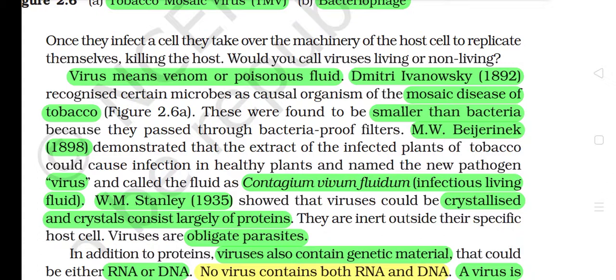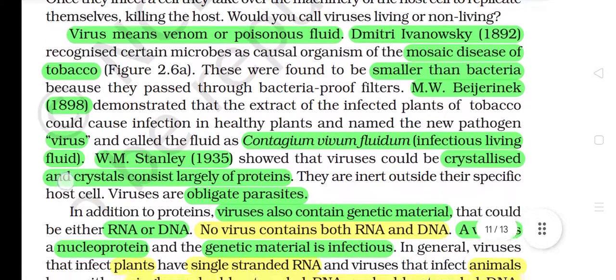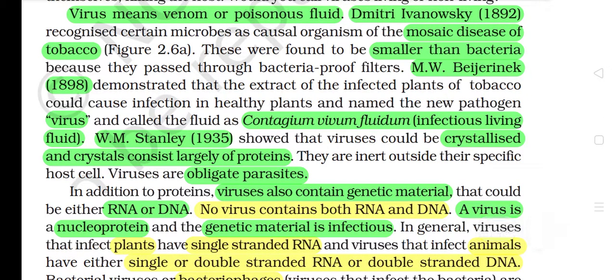M.W. Beijerinck, 1898, demonstrated that the extract of the infected plants of tobacco could cause infection in healthy plants and named the new pathogen virus and called the fluid Contagium vivum fluidum, infectious living fluid. W.M. Stanley, 1935, showed that viruses could be crystallized and crystals consist largely of proteins. They are inert outside their specific host cell.